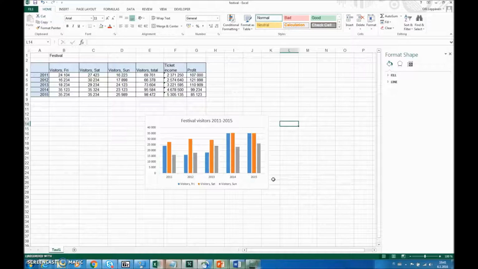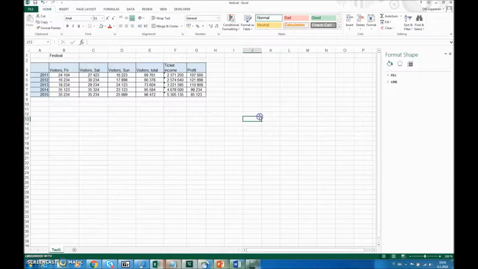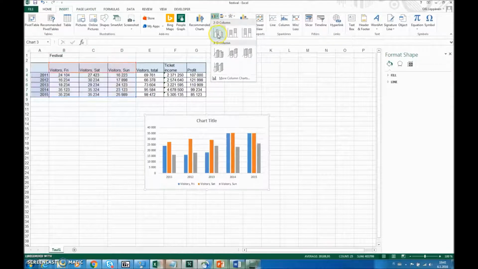What is the problem with this kind of chart? If we want to compare the total number of visitors, that's not so easy with this kind of presentation. It's quite hard to say, for example, which one of these years, 2011 and 2012, had more visitors in total. One way to represent that kind of data more clearly would be using the stacked column chart. You can find it from here.